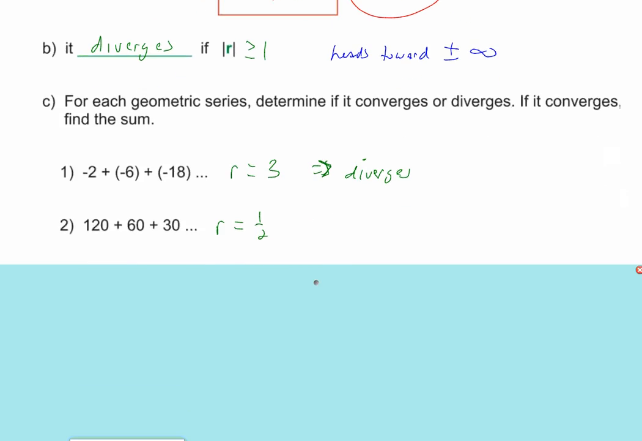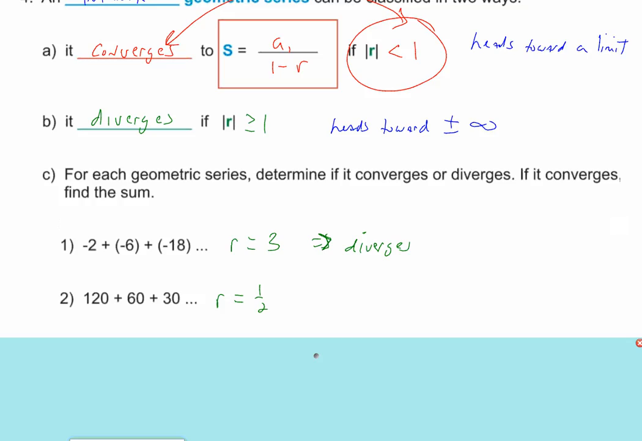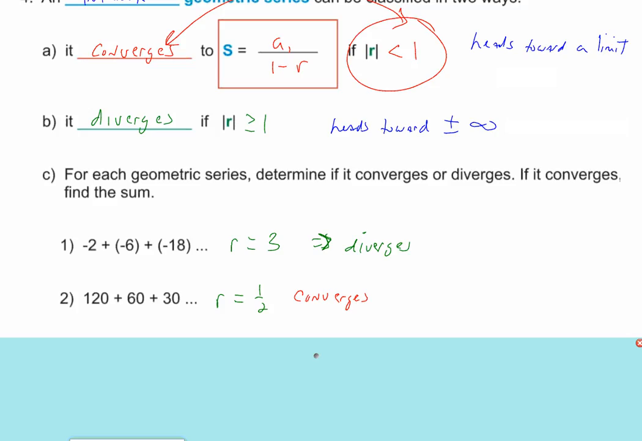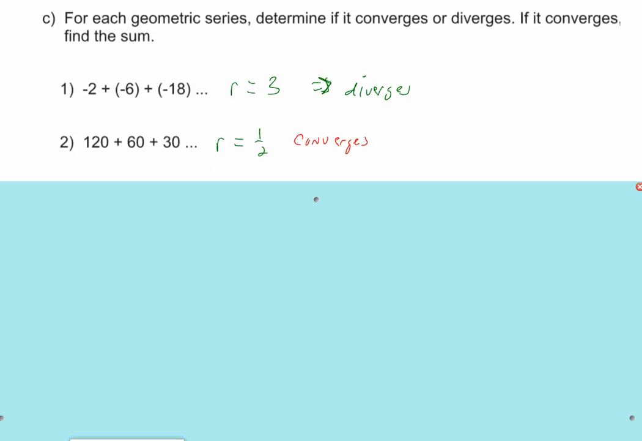Go ahead and sum this converging sequence. Come on, Windows, cut it out. It's going to keep doing it today.